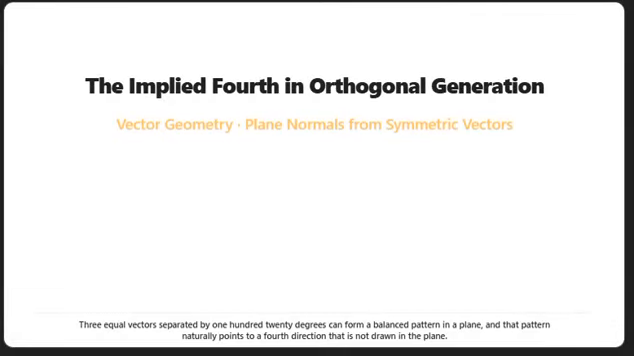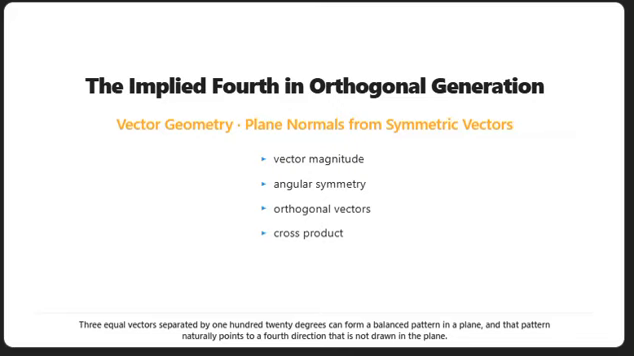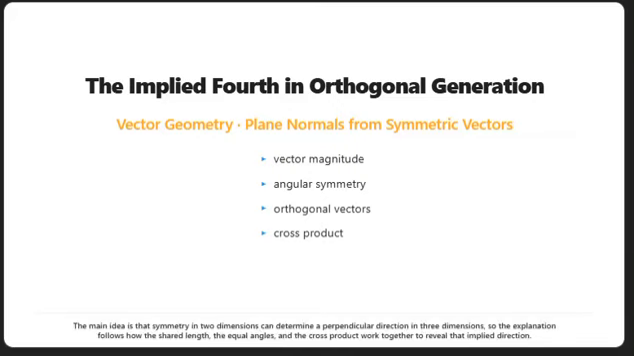Three equal vectors separated by 120 degrees can form a balanced pattern in a plane, and that pattern naturally points to a fourth direction that is not drawn in the plane. The main idea is that symmetry in 2 dimensions can determine a perpendicular direction in 3 dimensions, so the explanation follows how the shared length, the equal angles, and the cross product work together to reveal that implied direction.